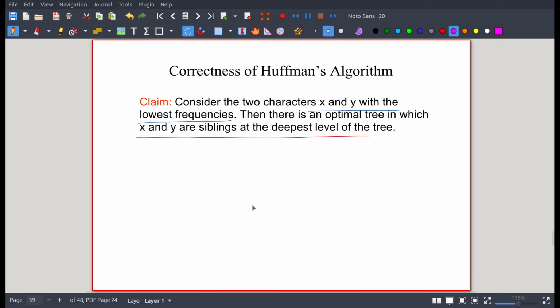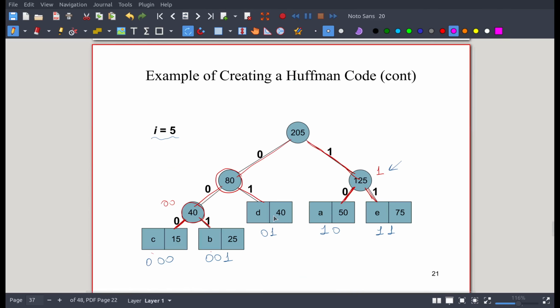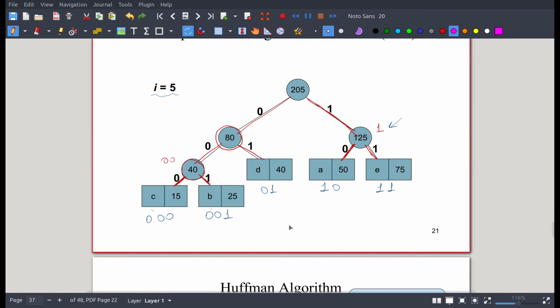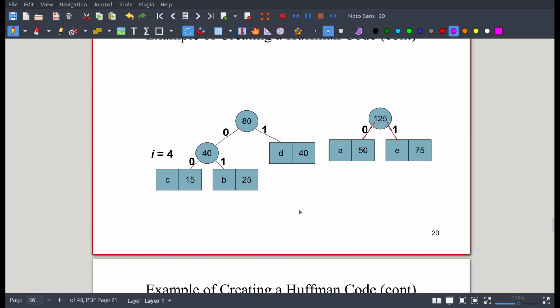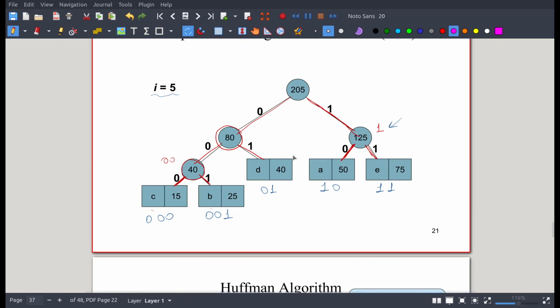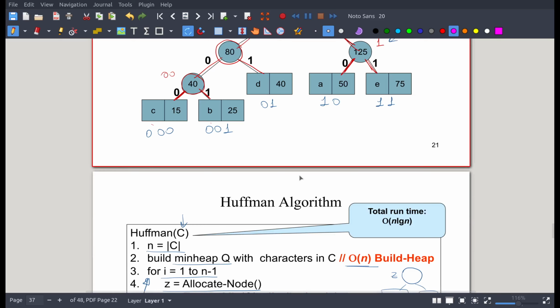Huffman's algorithm says that we can consider... What we're trying to prove is that using Huffman's algorithm, we get the best optimal solution for compression. What does the most optimal solution mean here? The most optimal solution means that the most frequent things will be higher up and the less frequent things will be lower down in the tree, right?